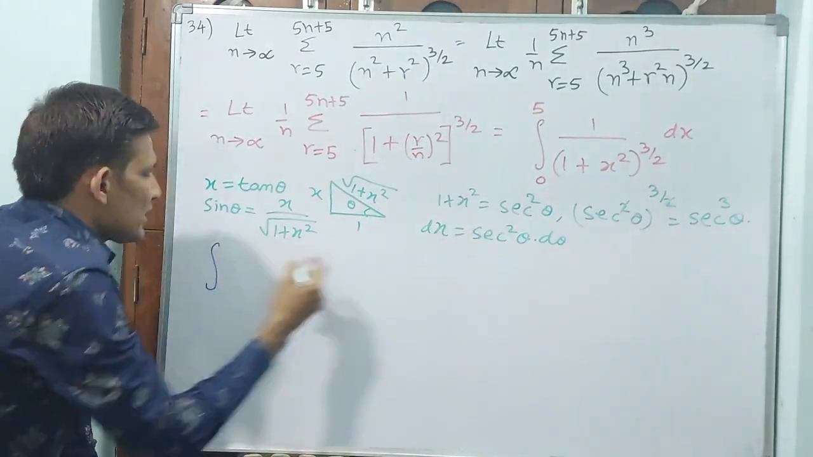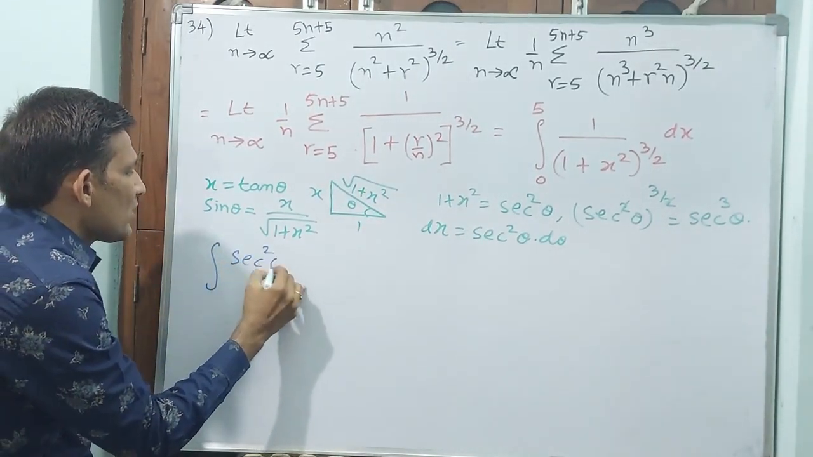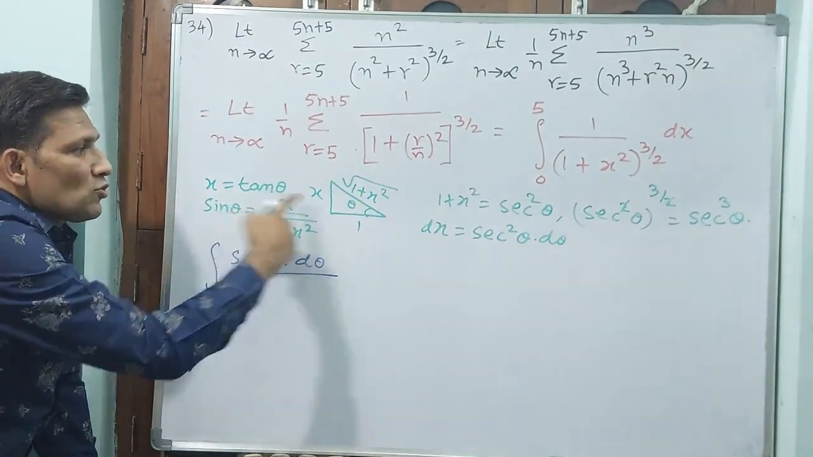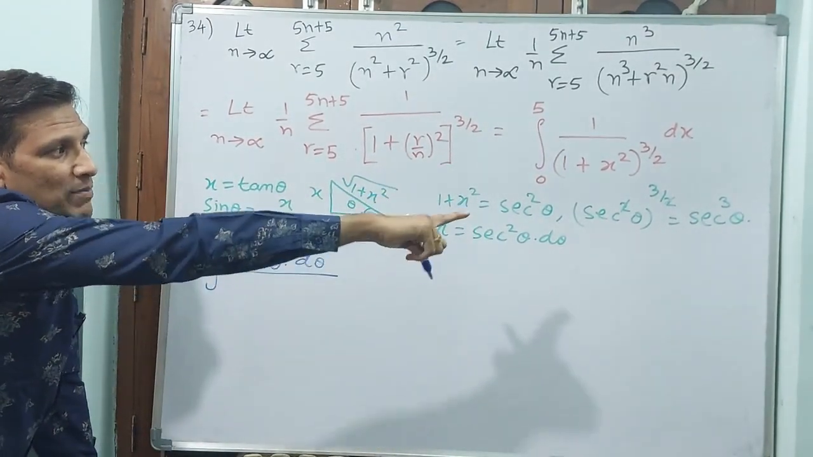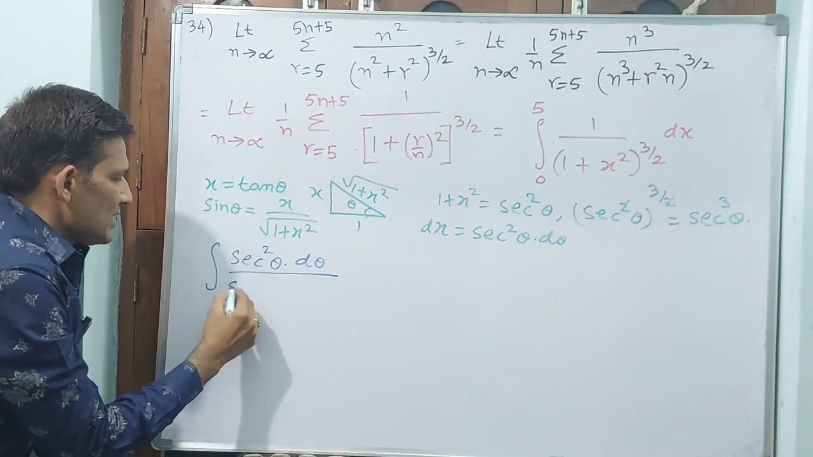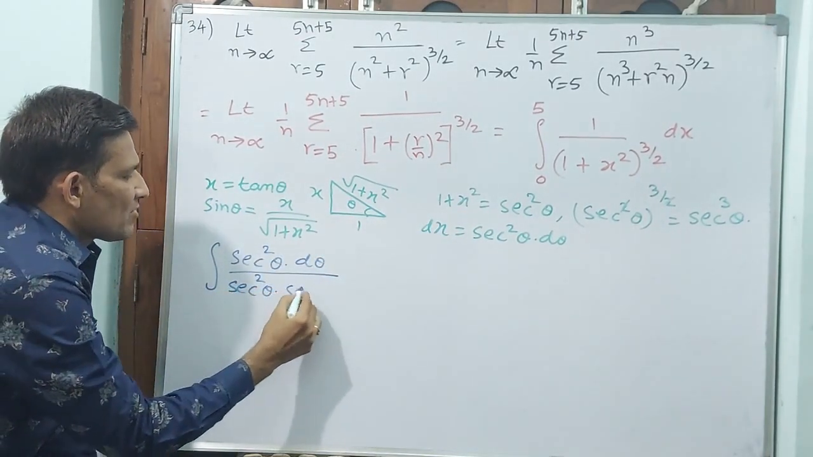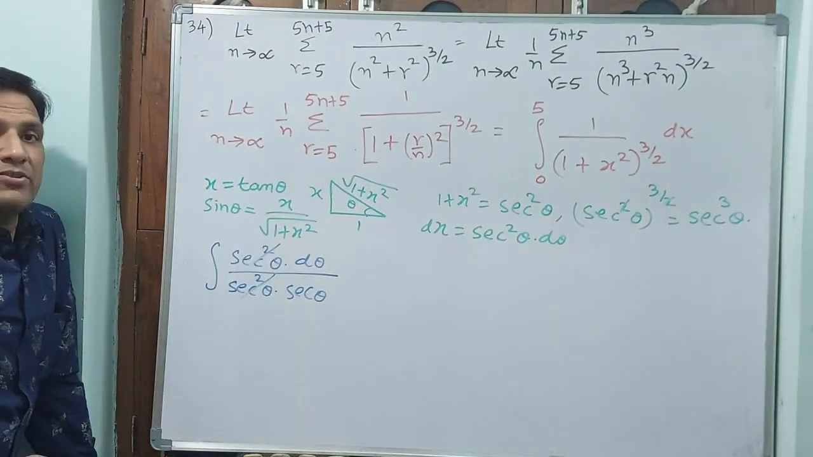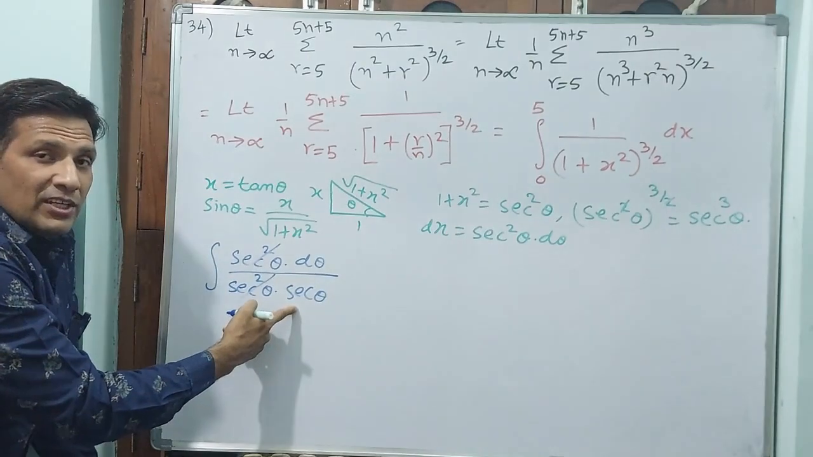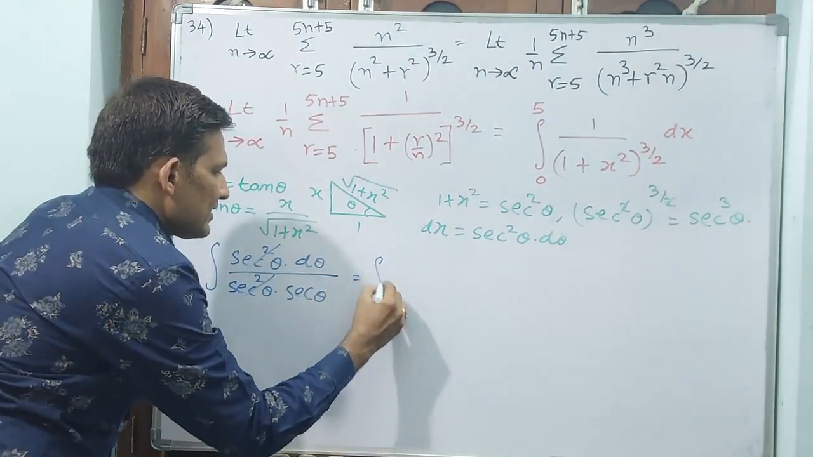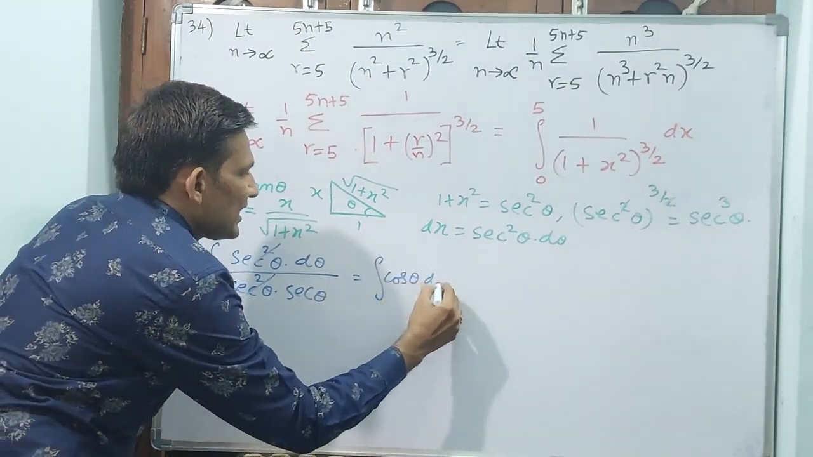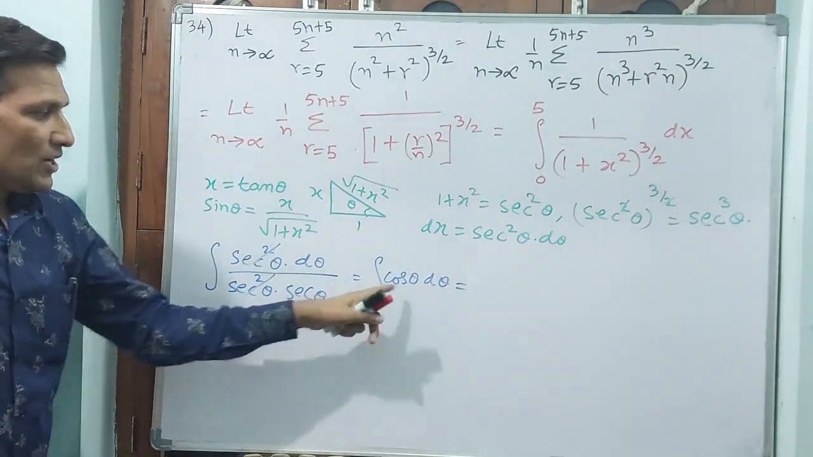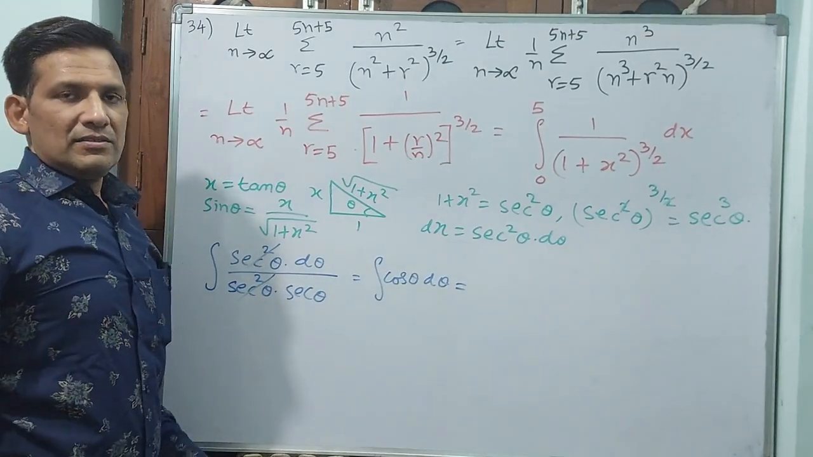Dx means secant square theta d theta, divided by (1 plus x square) whole to the power of 3 by 2, which means secant cube theta. So shall I write secant square theta into secant theta? Secant square theta gets cancelled out, leaving secant theta in the denominator. So the integral is cos theta d theta, that is 1 by secant theta, cos theta. Integral cos theta, which gives sin theta.